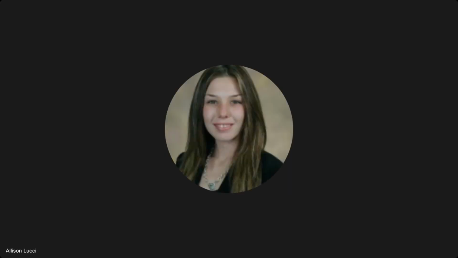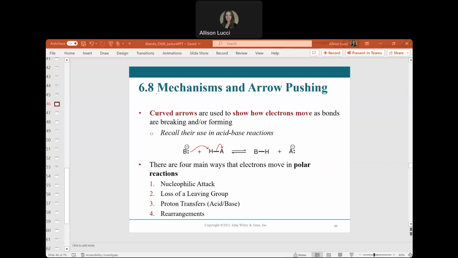So another important part of reaction mechanisms is knowing where electrons are moving in order to keep track of what's happening in the reaction here. So in reaction mechanisms, we commonly do what's called arrow pushing, where we use curved arrows to show how electrons are moving as we break bonds or form new bonds.